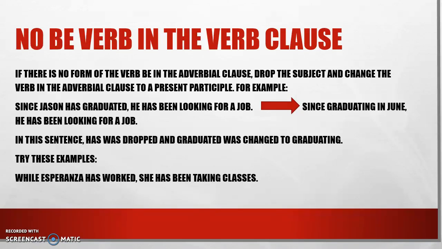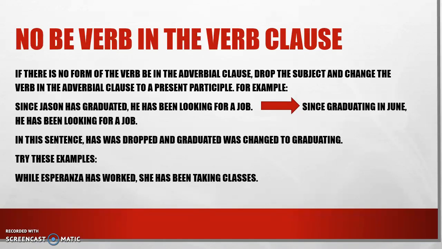Now we'll look at when there is no be verb in the verb clause. If there is no form of the verb be in the adverbial clause, drop the subject and change the verb in the adverbial clause to a present participle. For example, in the sentence, since Jason has graduated in June, he has been looking for a job, the subject Jason is dropped, and has is dropped as well, and then graduated is changed to graduating. So the new sentence becomes, since graduating in June, he has been looking for a job.